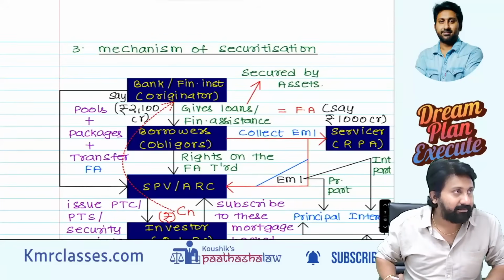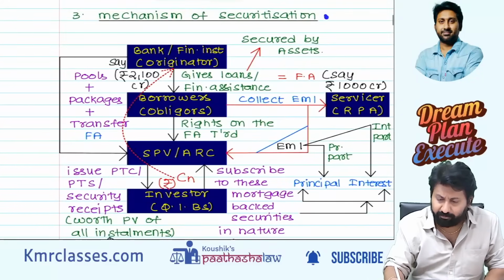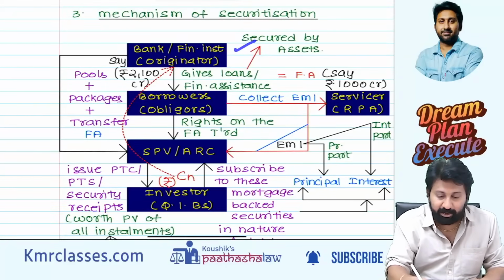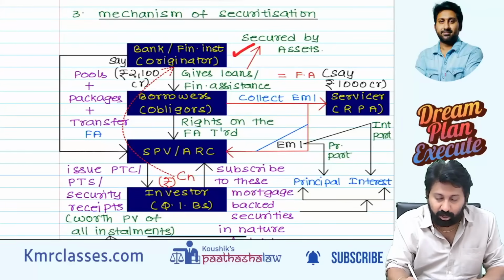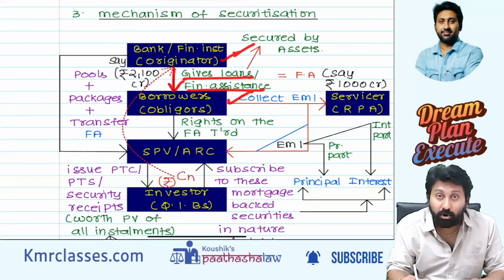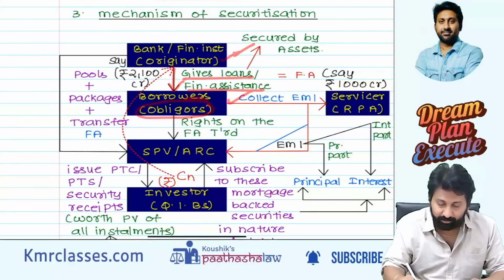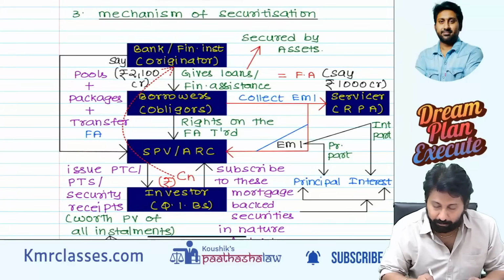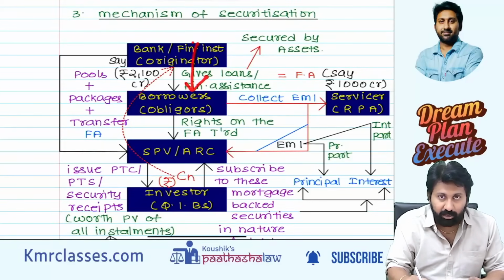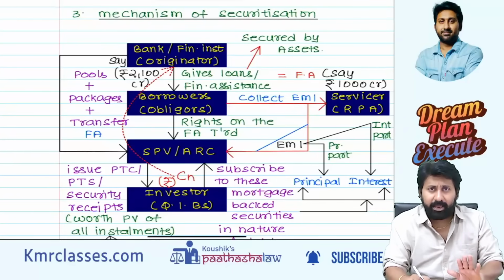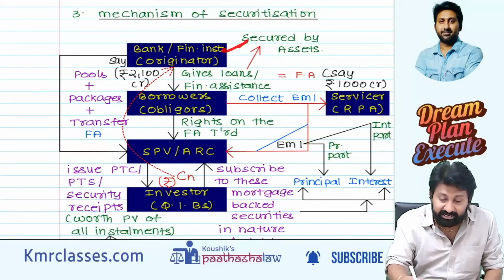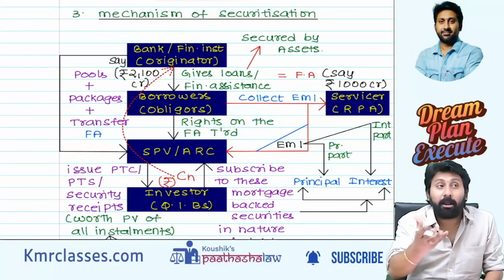See what will happen. Mechanism of debt securitization. Okay, listen, see the sequence properly. A bank or financial institution, also called the originator, gives loans or financial assistance to the borrowers, also called the obligor. Now, these people may pay, may not pay. Let us say for example they are paying, but the problem is the bank is giving loans to borrowers and a lot of money is blocked with the bank.